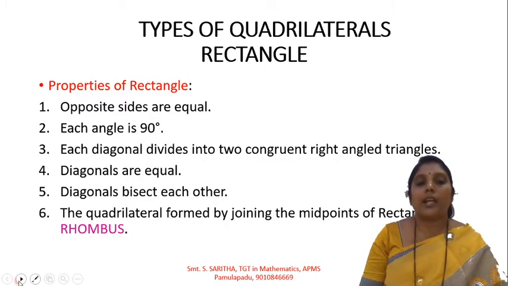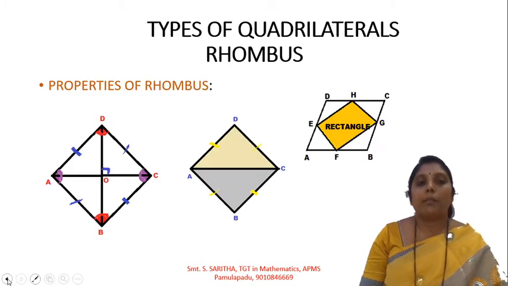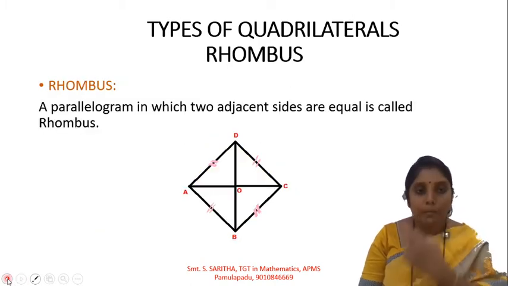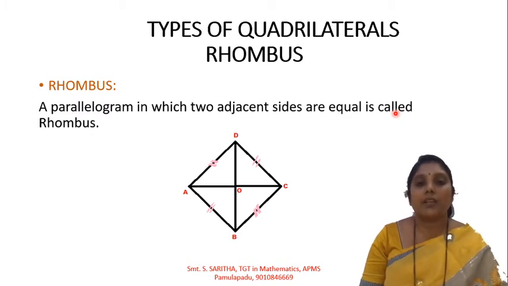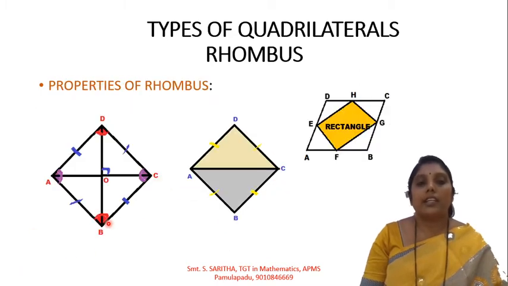Next, from the parallelogram, let us define another type called rhombus. A rhombus is a parallelogram in which two adjacent sides are equal. Actually, in a parallelogram, adjacent sides are not equal. Only opposite sides are equal. Suppose if adjacent sides in a parallelogram are equal, then that parallelogram is called a rhombus. If two adjacent sides are equal, automatically all sides will become equal. So you can say that in a rhombus, all sides are equal.